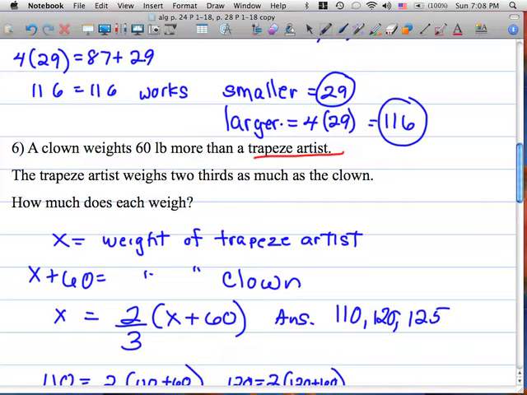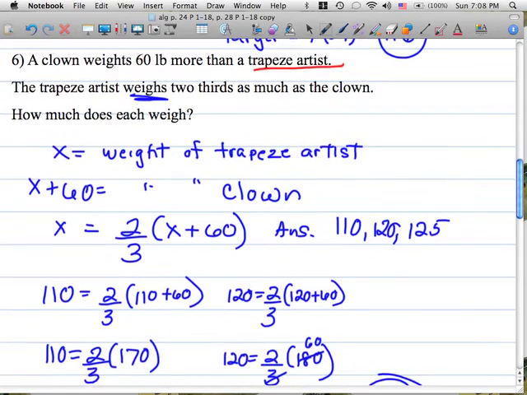Second sentence gives me my equation. The trapeze artist, which is X, weighs as your verb, equals 2/3, there's your 2/3, as much as the clown. And the clown was X plus 60, and I have to put it in parentheses because it's 2/3 of the entire weight of the clown, which is represented by X plus 60. Now we're going to check out the numbers and see which ones work.